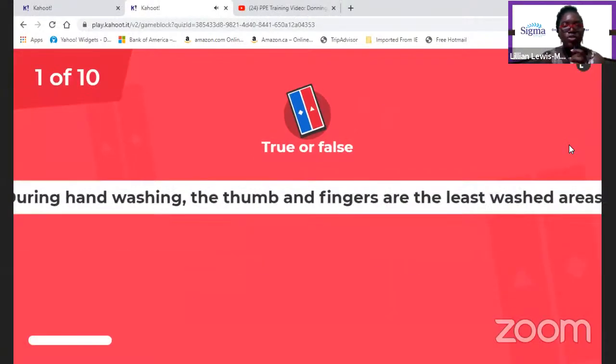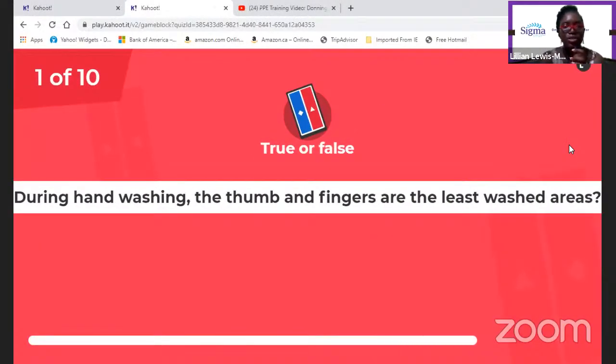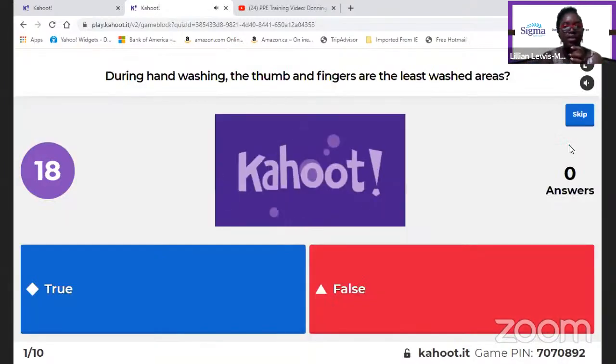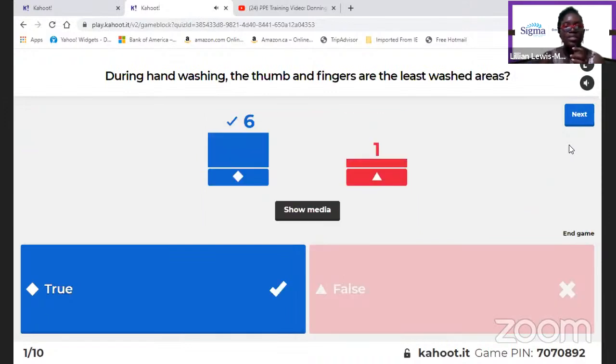Question number 1, true or false? During hand washing, the thumb and fingers are the least washed areas. True or false? During hand washing, the thumb and the fingers are the least washed areas. And you see the timer. 6, 5, 4, 3, 2, 1. Time out to answer. So 6 persons answered that correctly, true, and 1 person incorrectly. All right, next.